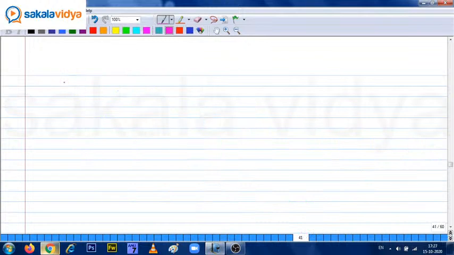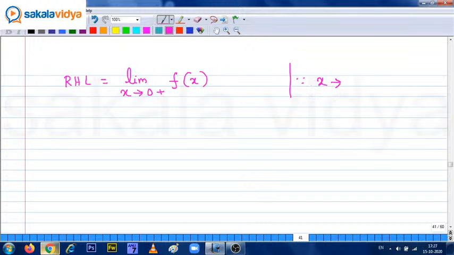Now RHL, limit x tends to 0 plus f of x. So x tends to 0 plus means x is greater than 0.